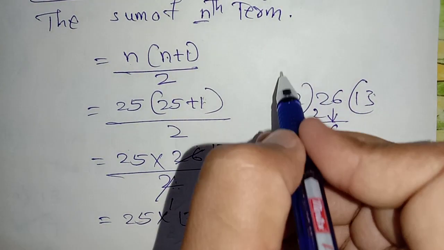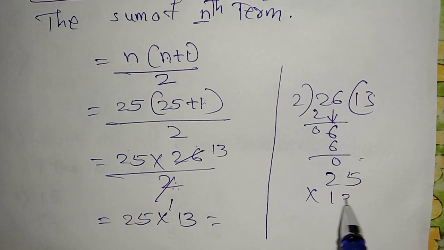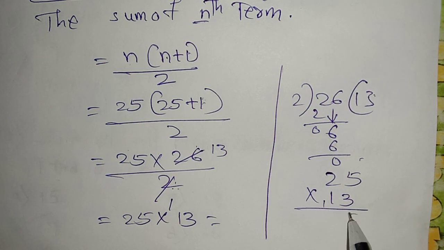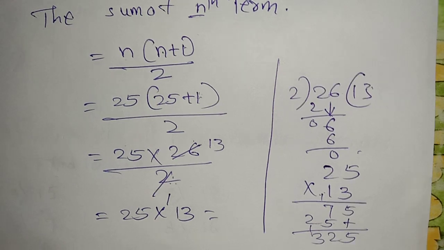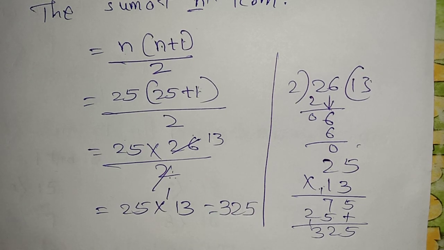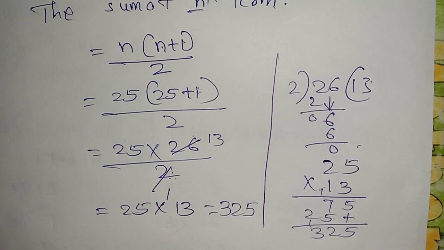25 into 13. Okay students, 3 5s are 15, 3 2s are 6 plus 1 is 7, 1 5 is 5, 1 2 is 2. So 5 as it is, 7 plus 5 is 12, 2 plus 1 is 3. So what answer did we get here? 325. Okay students, this method we have to do.